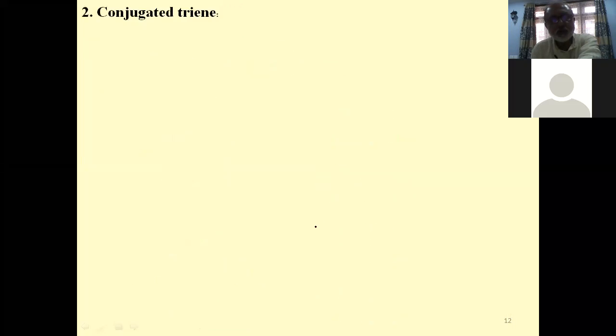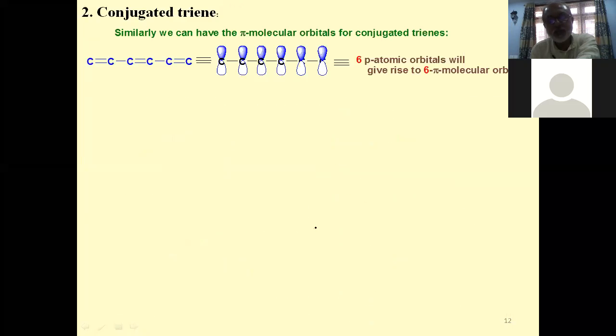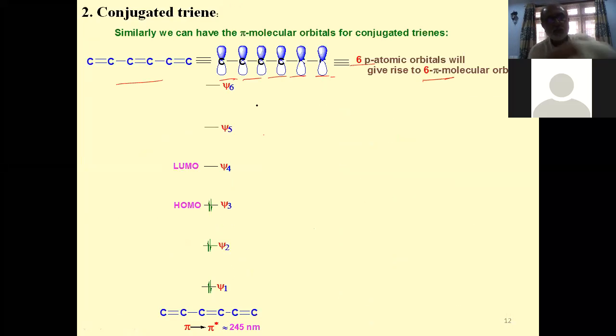Now if I go to conjugated triene, what will it be? In a very similar way. We have only 2 minutes left. So what will happen here? See here: 1, 2, 3, 4, 5, 6. So there will be 6 p orbitals, which will give 6 pi orbitals. How will it look? Just see.